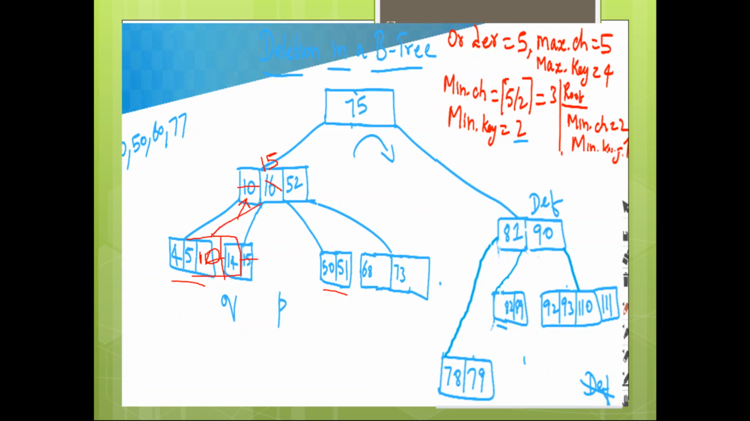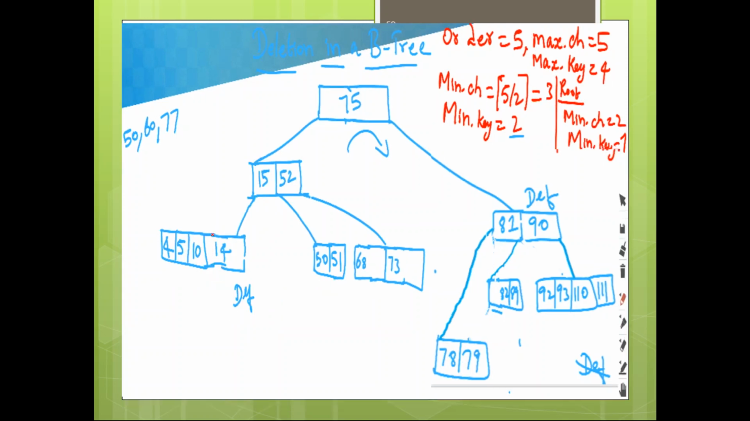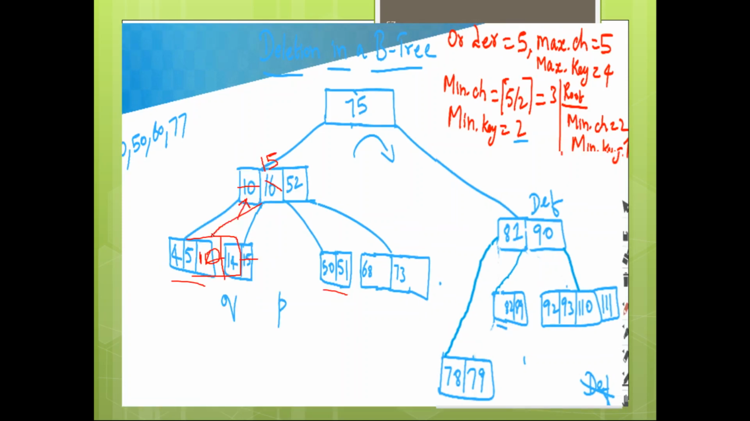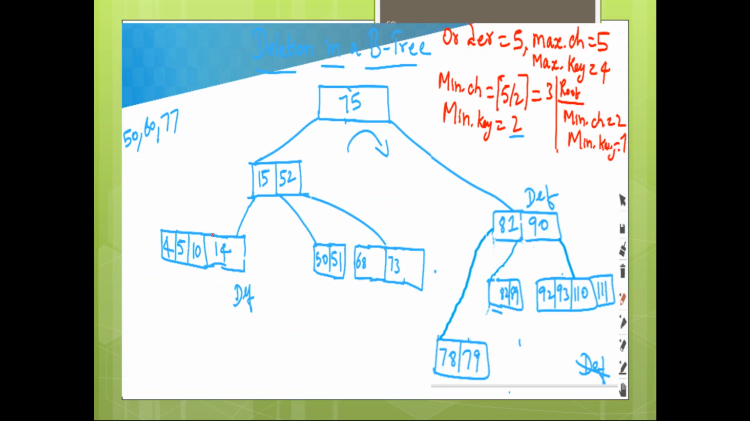15's left will point to this, so that will be the updated thing. 15's left will point to 4, 5, 10 and 14, and 15's right is pointing to 50 and 51, and other things are the same. Okay, fine. Now let us see how to delete 50.